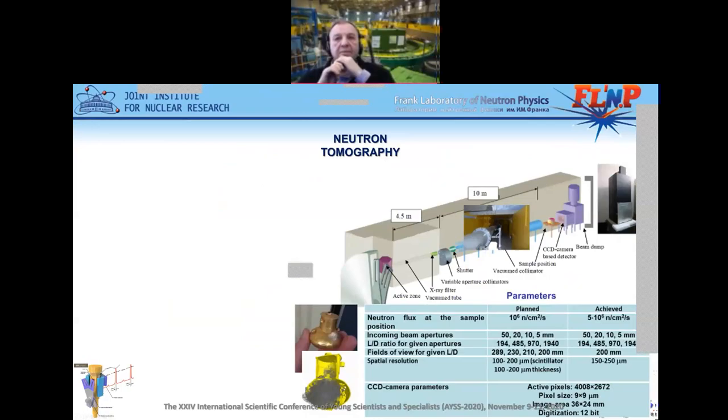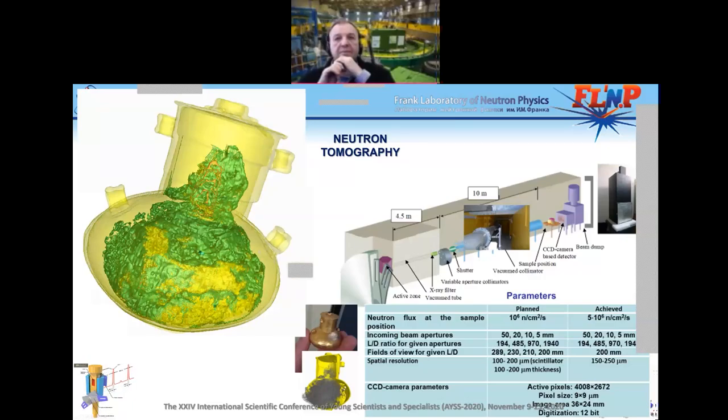After modernization of the reactor in 2011, we implemented very powerful methods of neutron radiography and tomography. At beam number 14, we built the facility for neutron imaging. With neutron imaging, we can see inside a bulk object without destruction, without opening it. We can discover the internal structure of this object, and with tomographic methods, we can reconstruct its 3D structure.